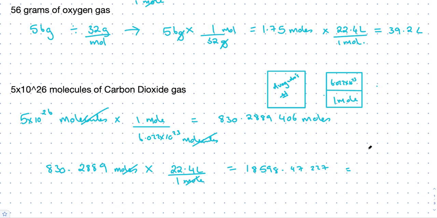And we can round that to 1 decimal place or to significant figures, whatever they normally ask for in the question. I haven't specified here. So let's round it to 2 decimal places. So I'm going to have 18598.47. So I've just used another card there.